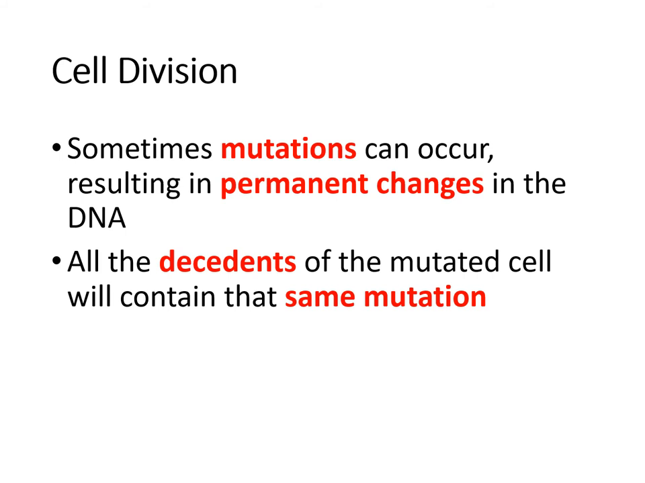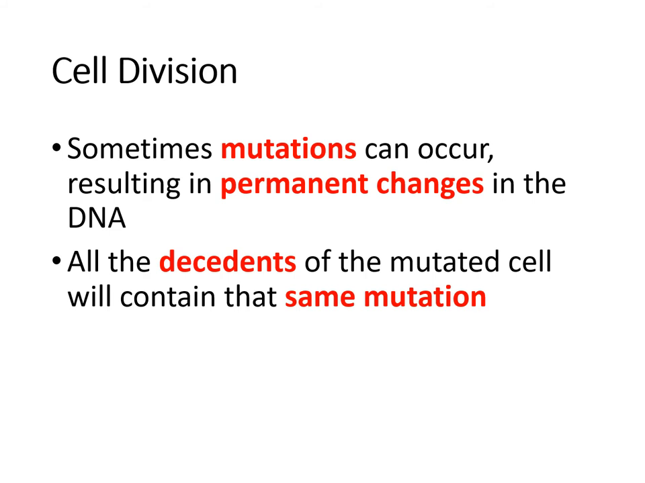Now, even though there are spell-checking mechanisms in place making sure there are no errors, because we are doing it so fast and with so many bases, so many letters to copy, it is possible to make mistakes sometimes. And if the mistakes are not corrected, that leads to a permanent change in your DNA. That is basically what we call a mutation.